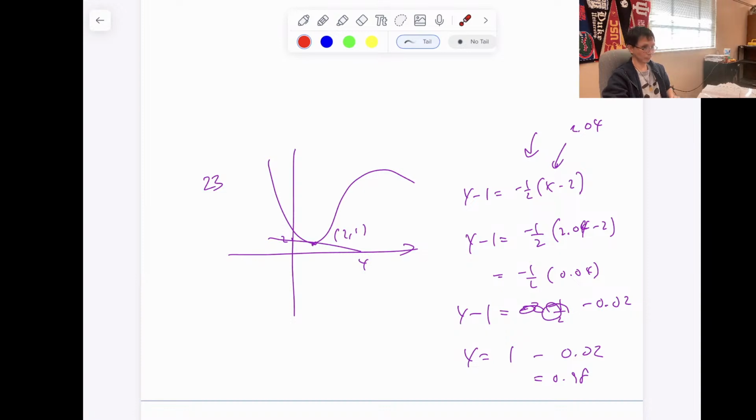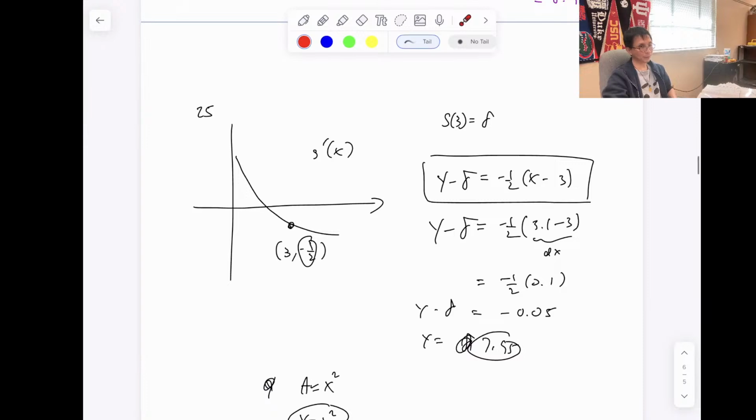Got it? Now 23 is a little bit different because 23 gives you g prime of x. For 25, they told you the slope at that particular point, which is negative 1/2. But they also told you g of 3 is equal to 8. So you can plug in 3 and 8 here, and then you can approximate 3.1. Very easy question, very simple. They're not super complex.